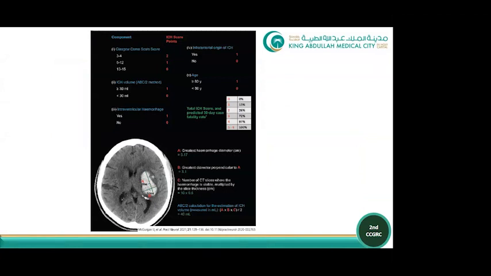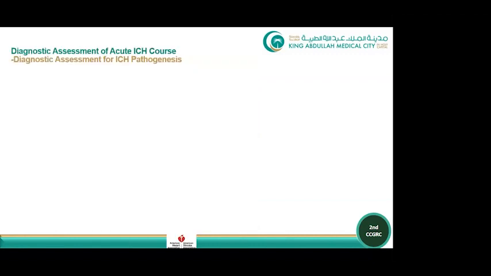It can predict the fatality rate, the 30-day case fatality rate, and it includes Glasgow Coma Scale, ICH volume, whether there is associated IVH or not, and the location, whether it's infratentorial or supratentorial, and the age of the patient.